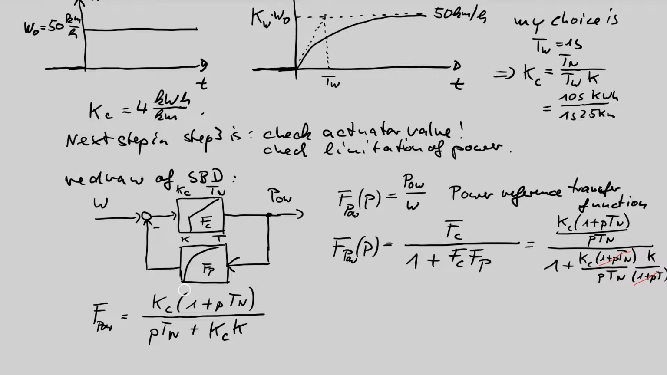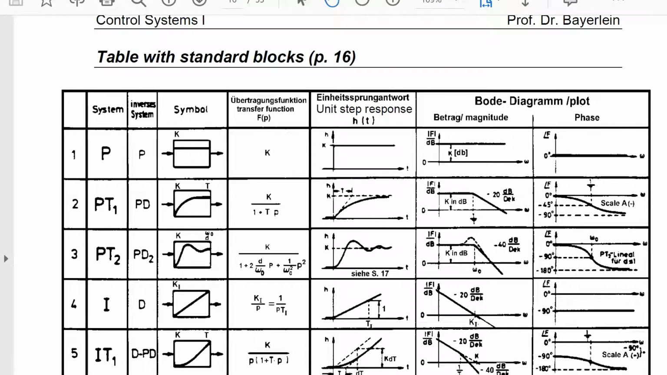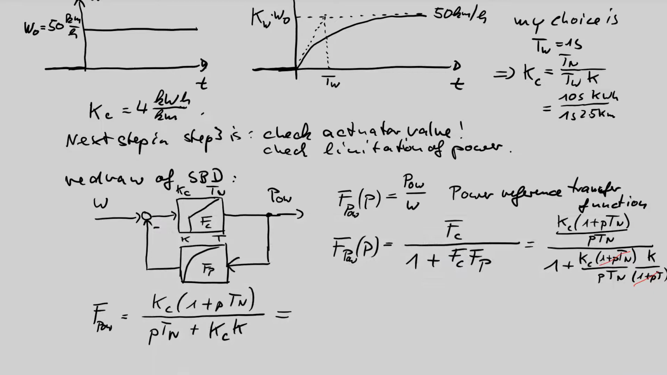KCK. This was the form of the power reference transfer function, and the question is, can we analyze this without going into the Laplace transformation? The idea is, can I find this function in my table, and then of course I can copy the results. For this I have to normalize this function in a way we have discussed just before.